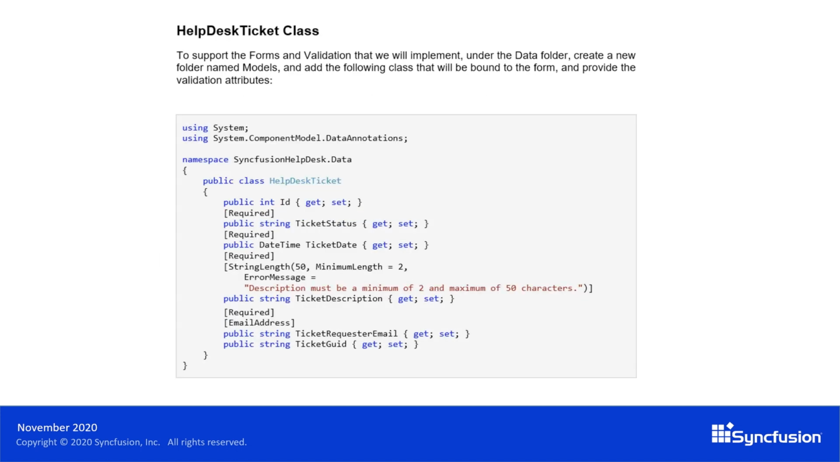For the validation, we simply use the help desk ticket object, and we put code like this. I'll just go ahead and highlight that real quick. We simply say, like, ticket status is required, ticket date is required, ticket description is required, and the length must be between a minimum of 2 and as high as 50. And if this doesn't pass, then my custom message will show. Ticket request or email, it's required, but I can also just say it's an email address. So this is how you put validation support. You just put it into a class.